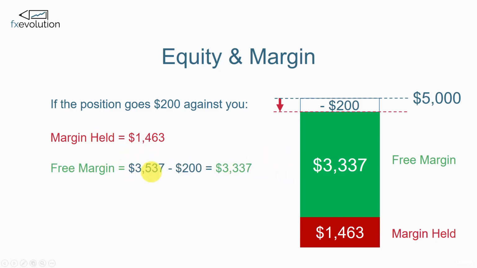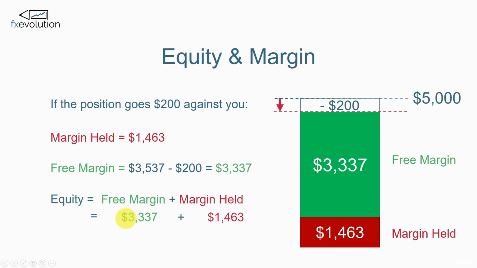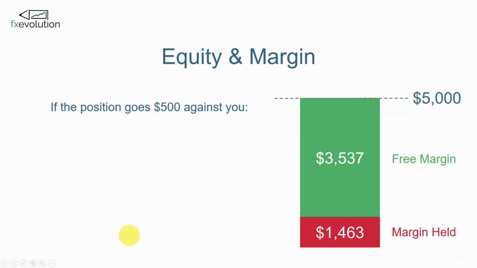So if we get our initial free margin and minus the $200 that we're currently down, that will give us a total free margin of $3,337. This would mean that if we were to close the position currently, we could calculate our equity as free margin plus margin held, which would mean that if we close the position currently, it would be $4,800.